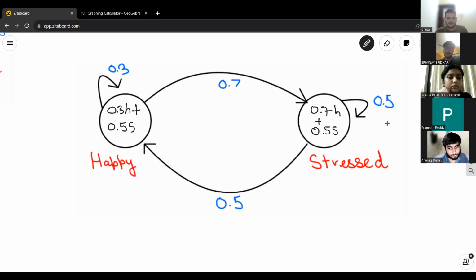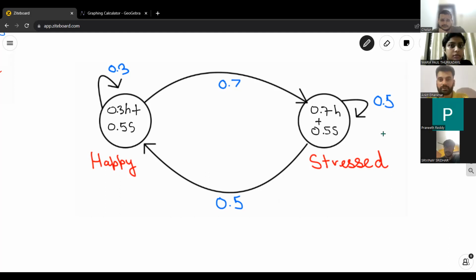Actually, we can verify that when we add both of them, you get h plus s, right? But that h plus s should be 1000. We can always verify that way, because the total number of people should always be 1000, right?